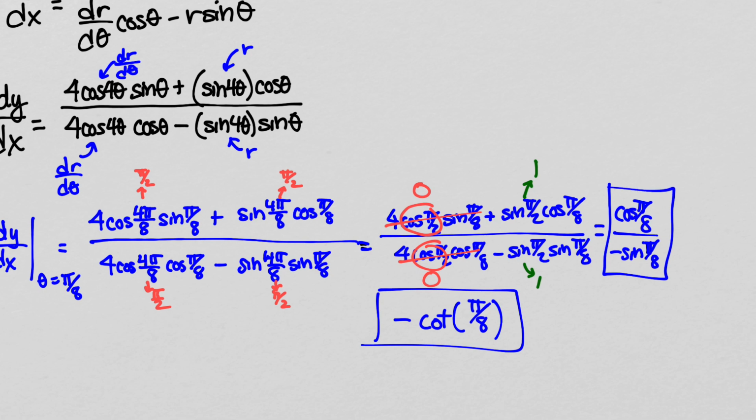Because pi over 8 is not on our unit circle and you're doing your homework, just type in pi over 8. So just type minus cotangent, parentheses, pi over 8. And that'll give you your answer.